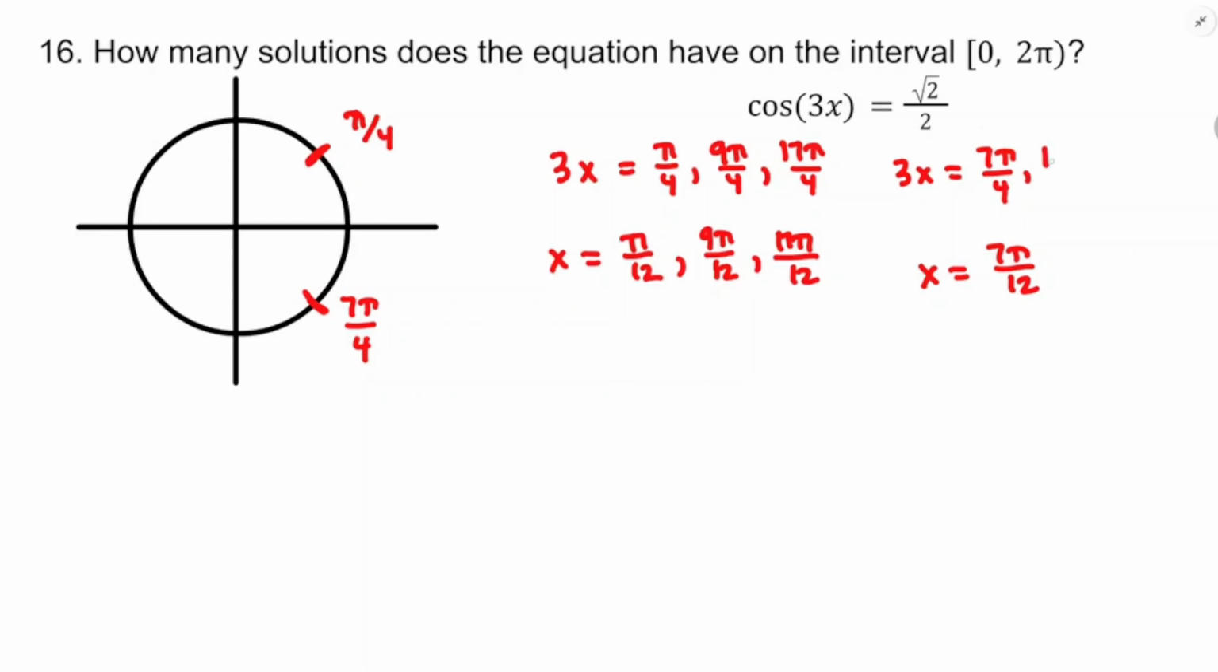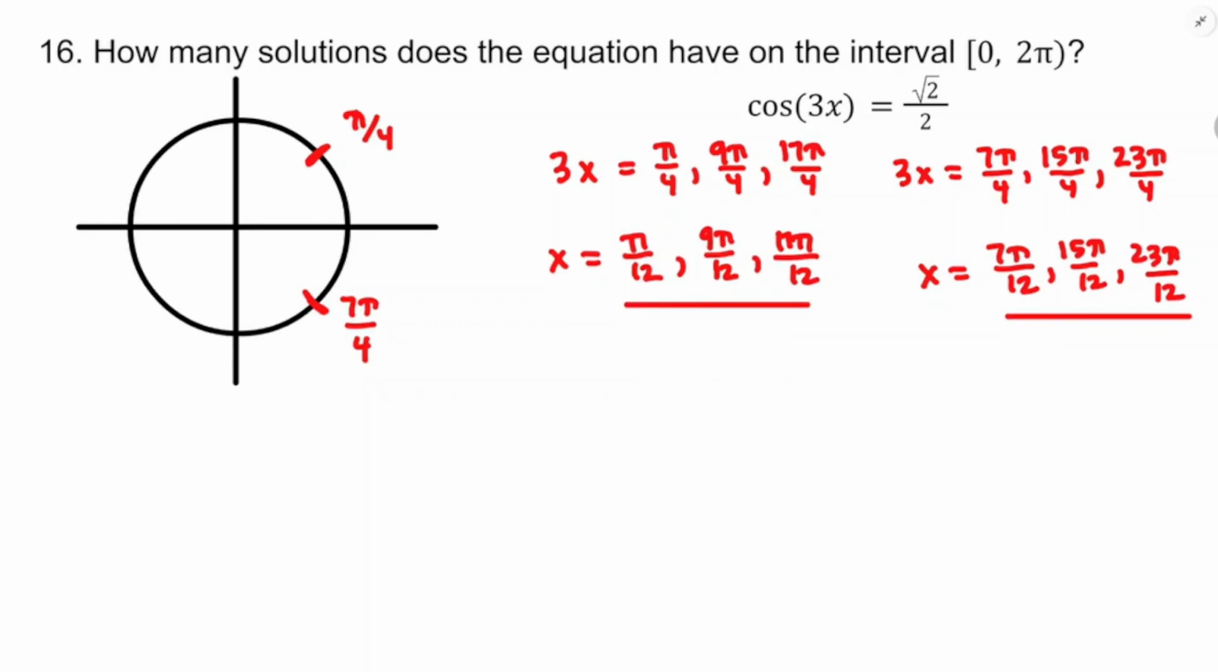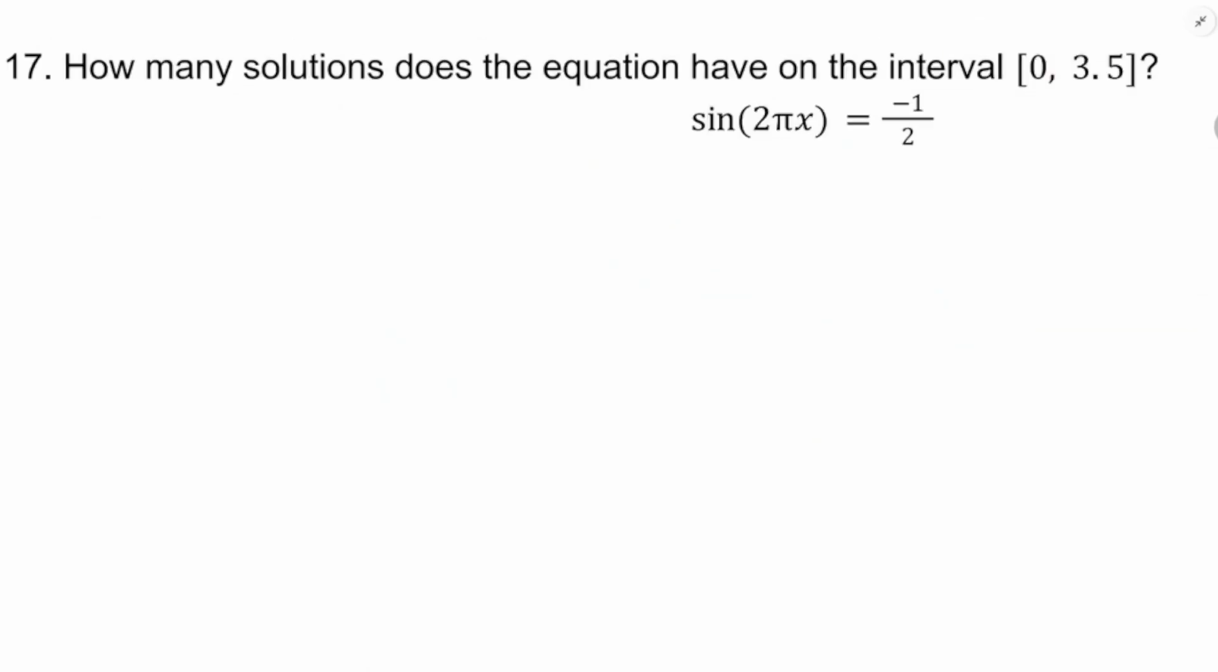Add 8 pi over 4, and add another 8 pi over 4. And then when I divide by 3, I'll get these numbers divided by 12: 15 pi over 12, and 23 pi divided by 12. So I'm going to have 3 over here, 3 over there. These are all between 0 and 2 pi, so that's 6 solutions. What I was going to say, and just really emphasizing, is that if I have this 3x here, and I'm looking on the interval 0 to 2 pi, I need to look 3 times through the circle for solutions.